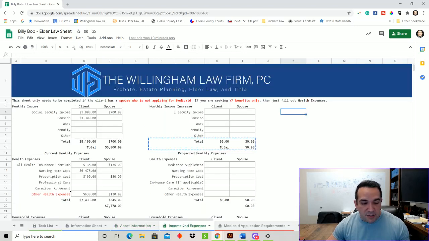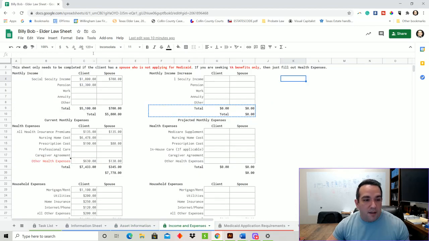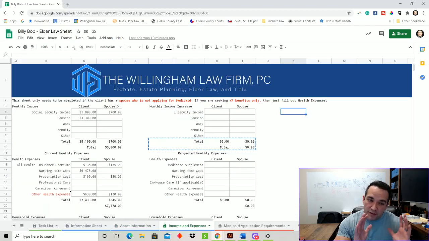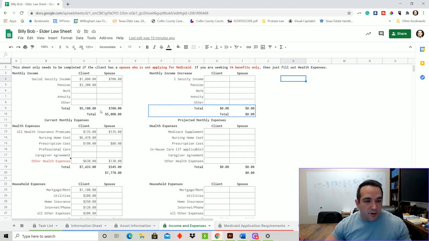The next sheet over is our income. So this is going to be focused more on Sarah because we have to make sure we have enough income coming in to pay her bills. Right now I've entered in their Social Security. They're bringing in about $5,800. That would be really great if you were bringing in that much.